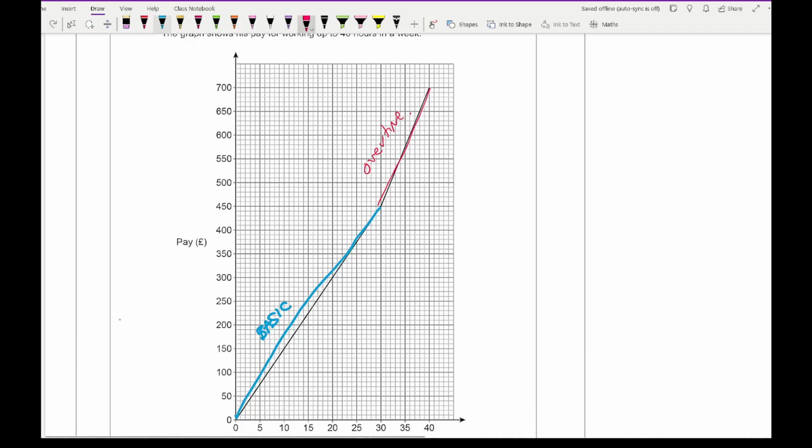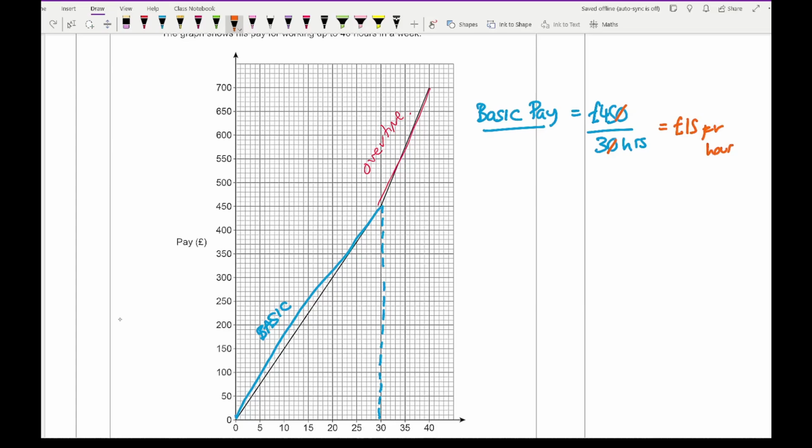Now what we need to do is to work out the hourly rate, I need to work out the gradient of each of those sections. So the basic pay, and looking at the triangle, for 30 hours pay, he's getting £450. So he's getting £450 over 30 hours. Now, if I simplify that fraction, I can take a 0 off. So it's 45 divided by 3, which is £15 per hour.